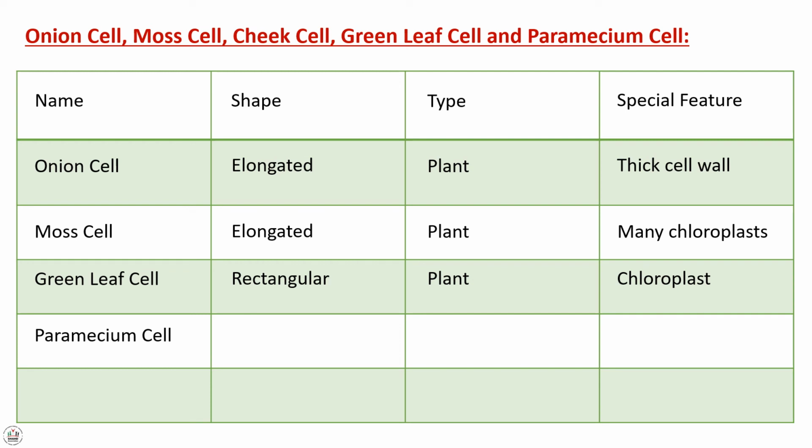Now paramecium cell, its shape is oval. Its type is an animal cell.